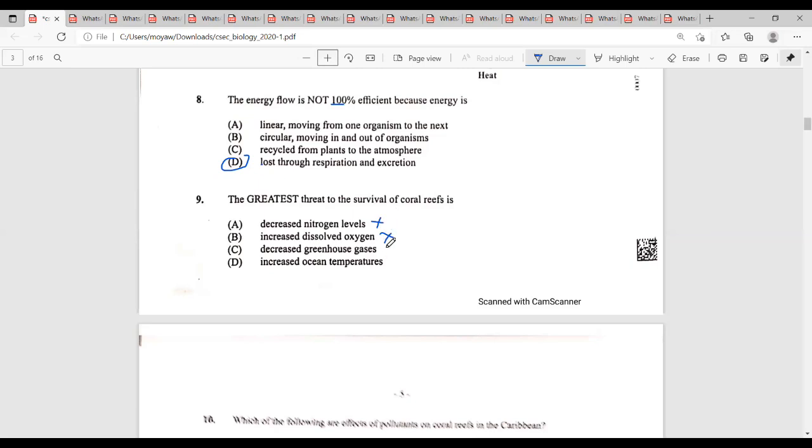Then C, decrease greenhouse gases. You know, if you decrease the greenhouse gases, then that's a good thing. So now D, increase ocean temperature. So this would have been the greatest threat, the increased ocean temperature.